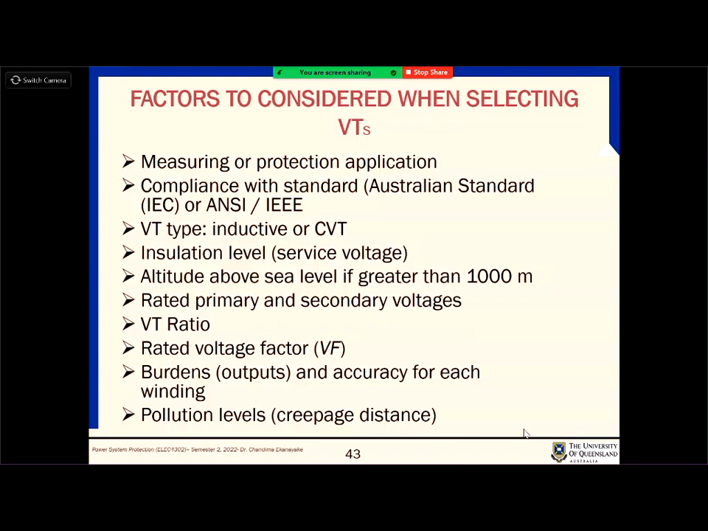So when someone is selecting a VT, all these factors have to be considered before deciding, okay, this is the one that I'm going to use, right? It is not just the voltage ratio. It is not just the burden. You need to look at other factors as well, the issues coming from the atmosphere or applications, and pollution levels. These sorts of things are quite important, okay?